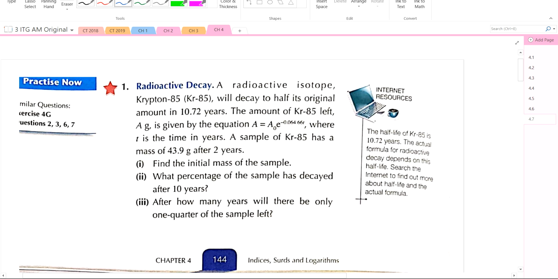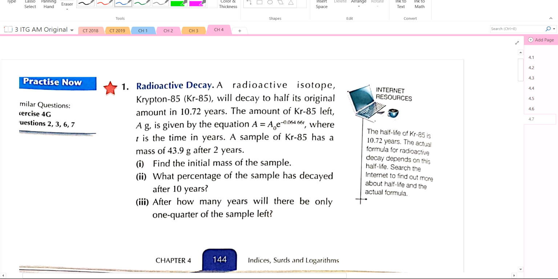You see, in the first 10.72 years, how much did we lose? We lost half of it, so we lost 500 grams, right? In the next 10.72 years, should we expect to lose the same amount? No, we will lose another half of it. So 250 grams this time. In another 10 years, so that is the 10.